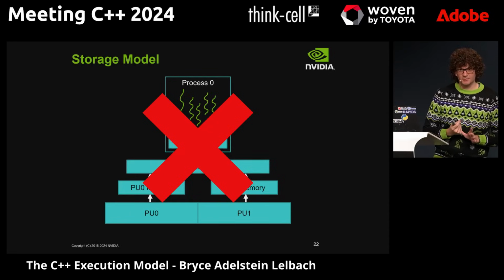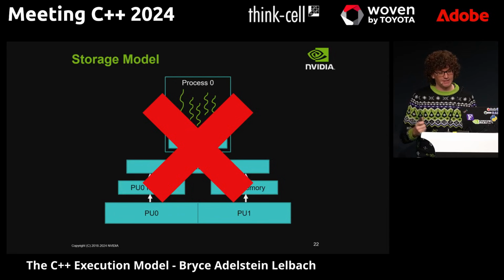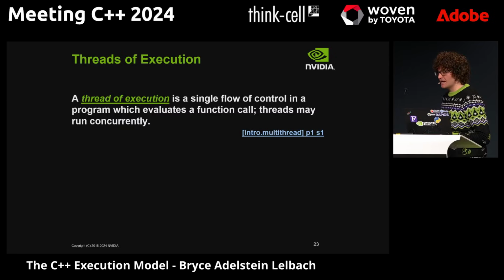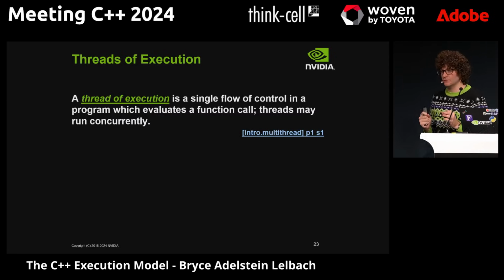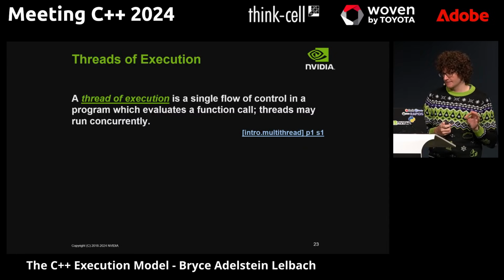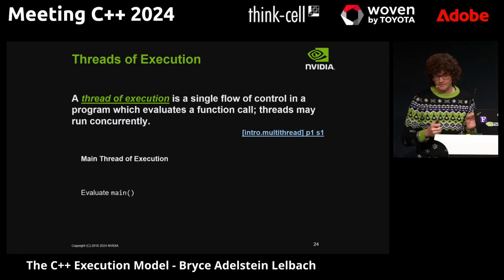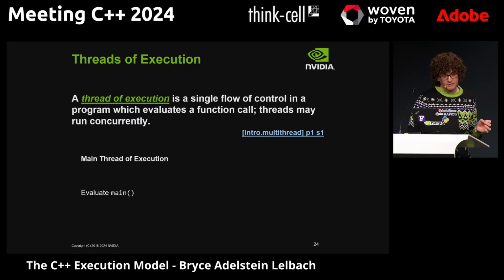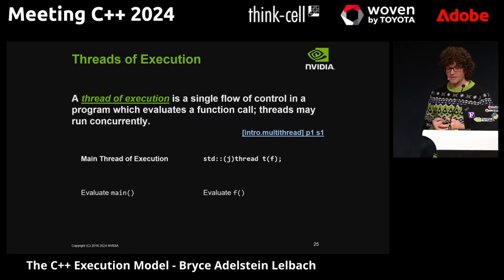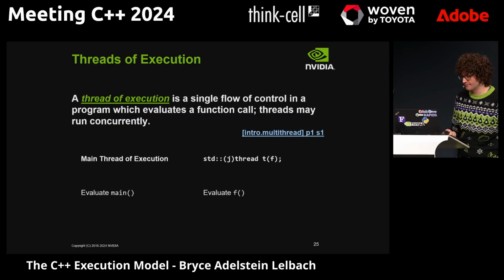So now let's move on to the other piece of this, the threads part. Threads are the primary agent of action in C++. They're the things that actually do everything. So a thread of execution is a single flow of control in a program which evaluates a function call. Threads may run concurrently. So that's all that threads are. They just evaluate a function. So there's the main thread of execution in a program, which evaluates the main function. std::thread and std::jthread also create a thread of execution, which evaluates the invocable object that is passed to them.